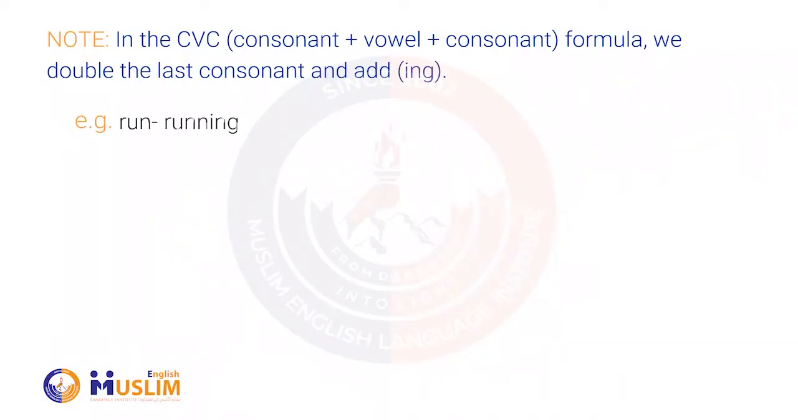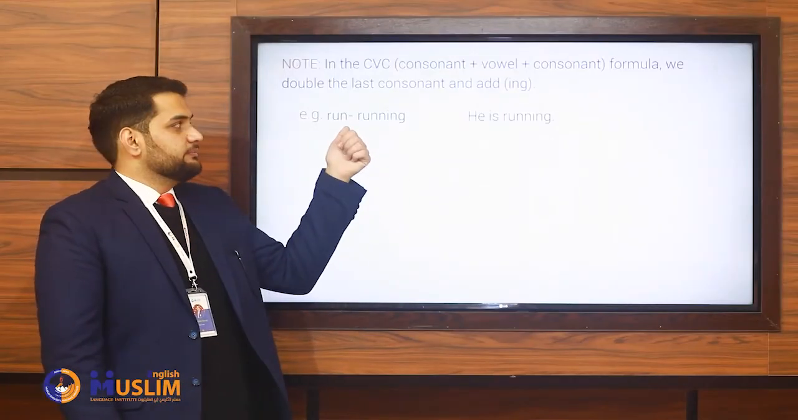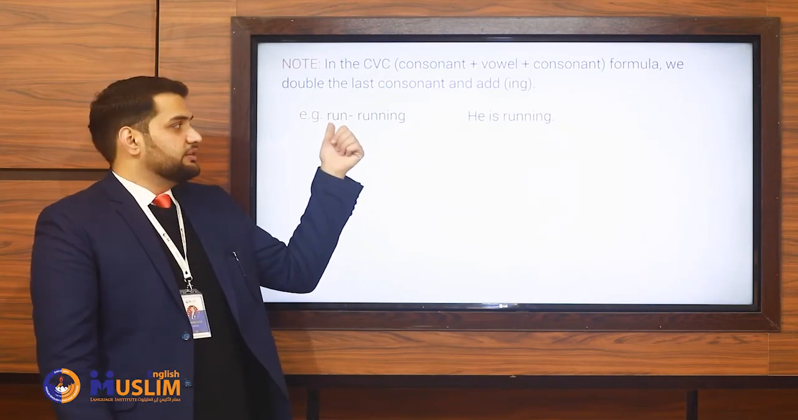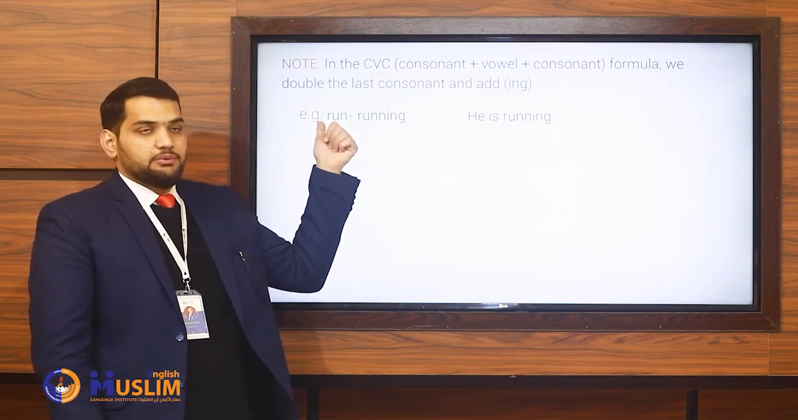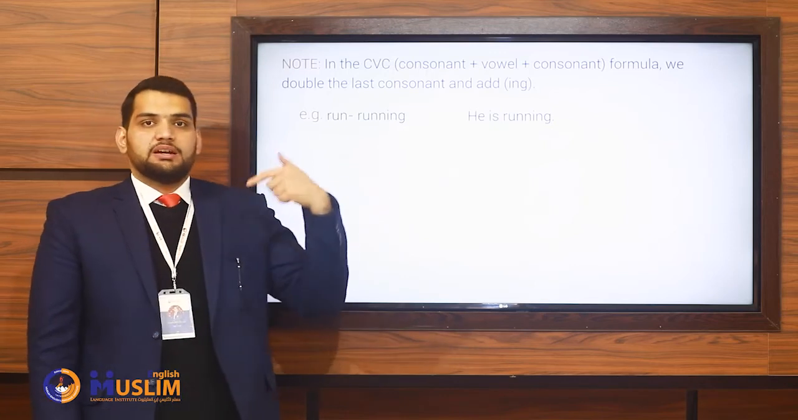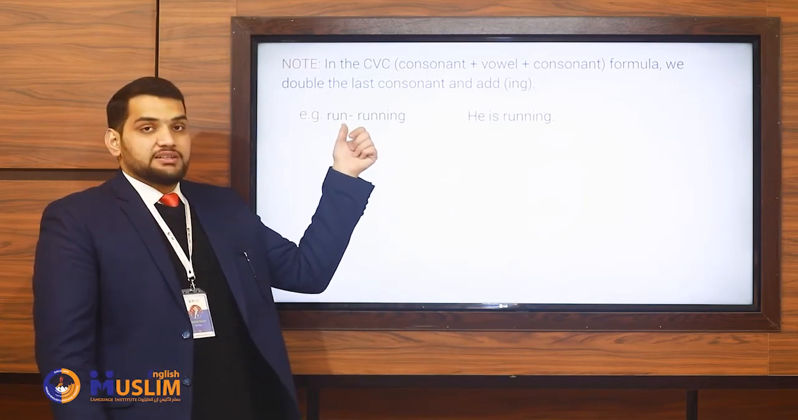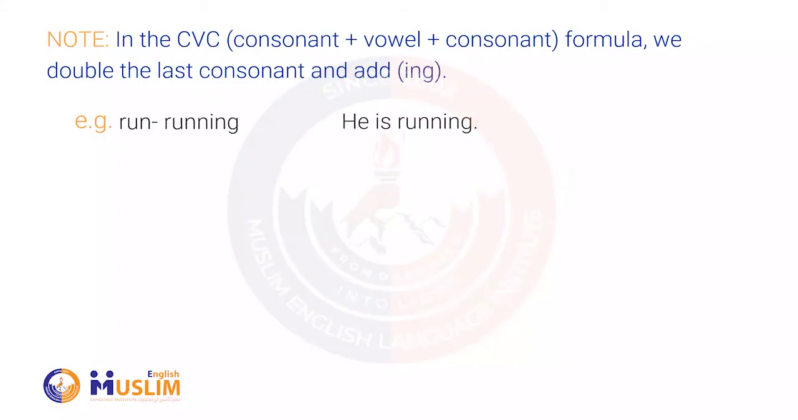For example, we've got the verb run. If you see, run has CVC. Start from the end: N is a consonant, U is a vowel, and R is also a consonant. So we have the CVC formula. And what do we do while we change run to running? We double the last consonant. And what is the last consonant? That is N. So we say running. For example, he is running.